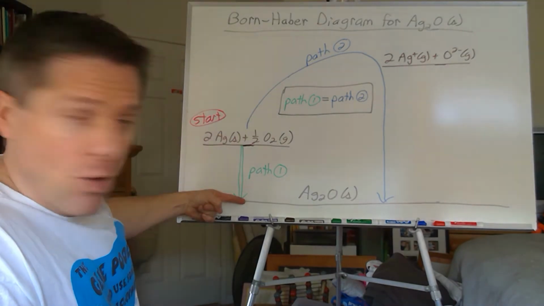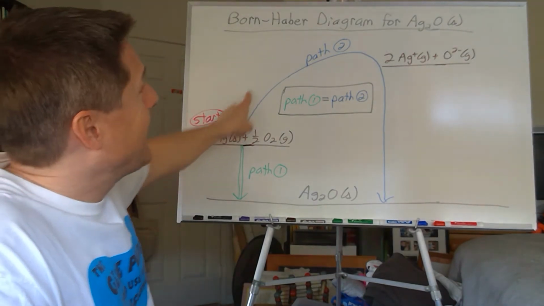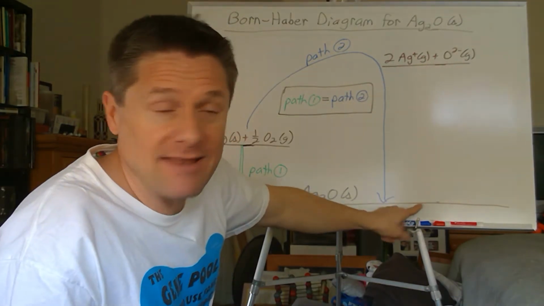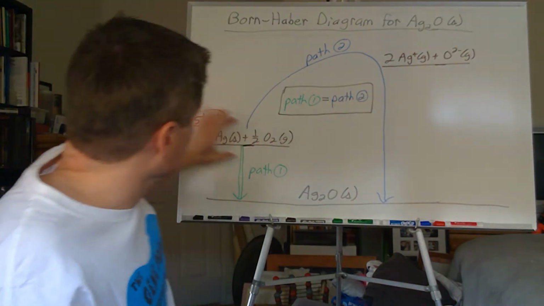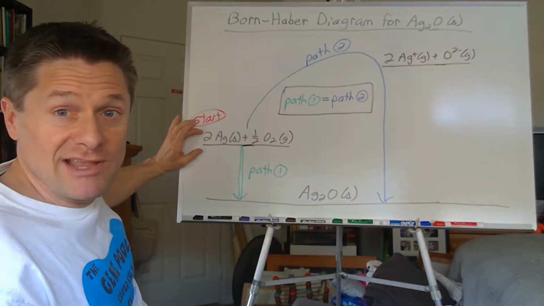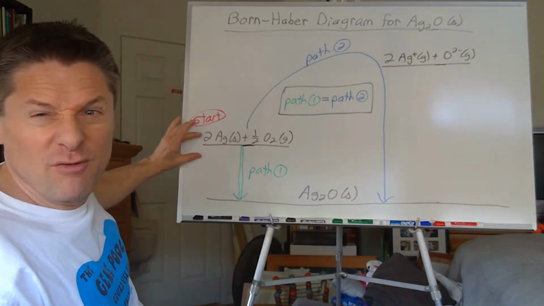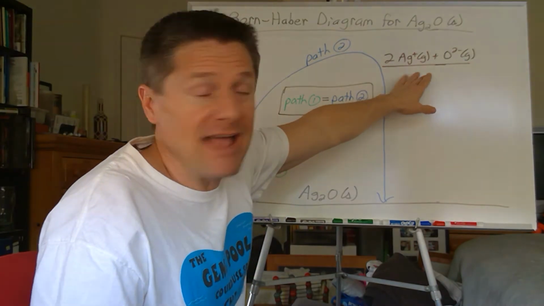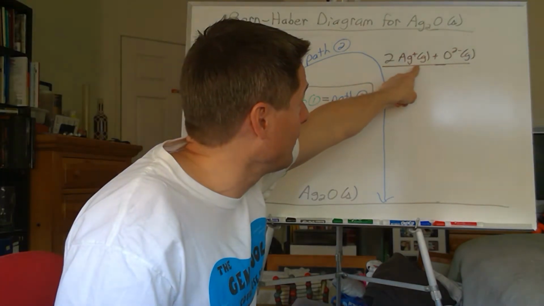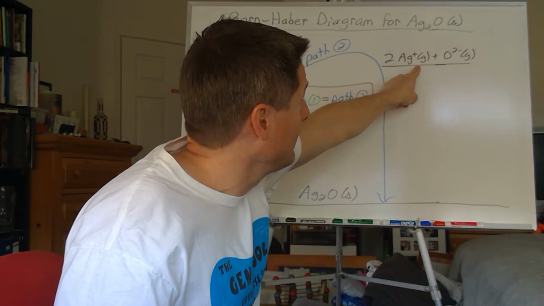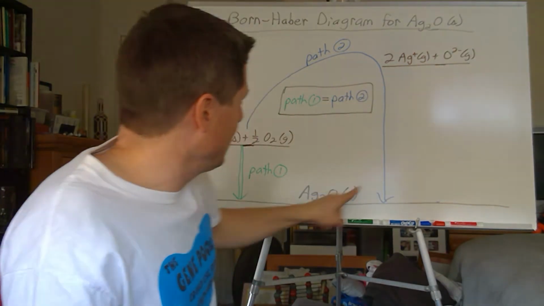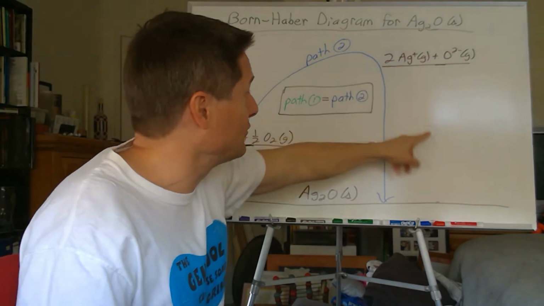Path 1, boom. Path 2, we've got to get to the ions in the gas phase and then come down using the lattice energy. So I'll usually put the elements in their standard states off to the left, maybe about a third, fourth of the way up. And then in the upper right-hand corner, I'll put the ions in their gas phase. So 2 moles of silver cations in the +1 charge, gas phase. 1 mole of the oxide ion at -2 in the gas phase. Boom, that would be your lattice energy from here to here.